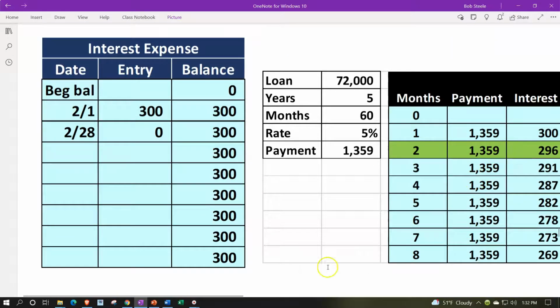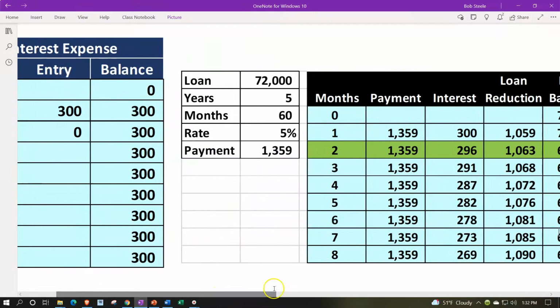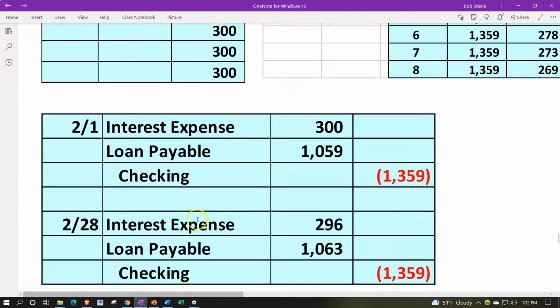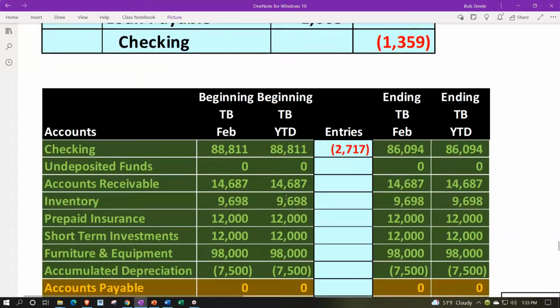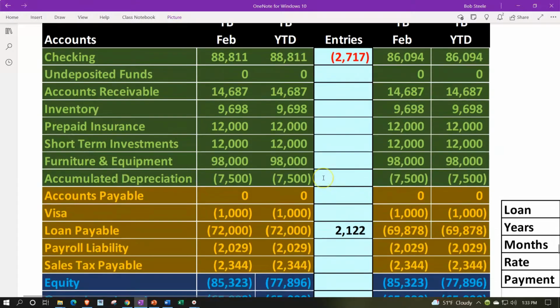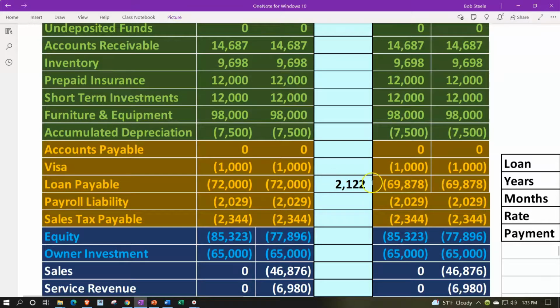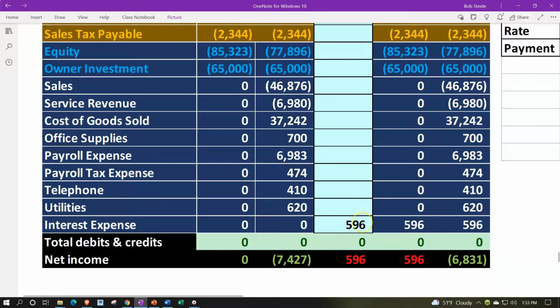Then we do the second payment, and here's our amortization table on the right. Slightly different interest and the loan reduction. So if we look at that transaction, it's interest expense, same kind of format, but the interest expense is now at $296 and the loan payable is a debit of $1,063. Checking account goes down by the same amount, but a different proportion to interest and the loan payable. So recording both of those transactions, checking account goes down by a total of $2,717 in both the February and the year-to-date. Loan payable goes down in both, and same with the interest expense.